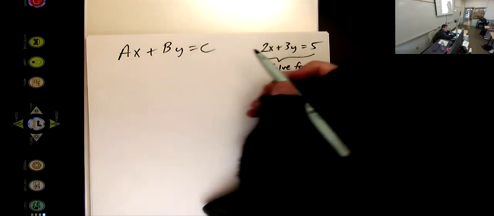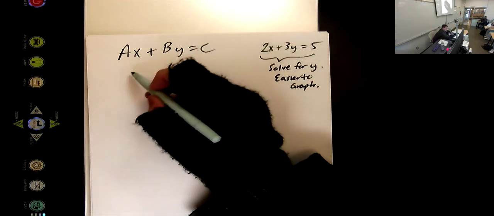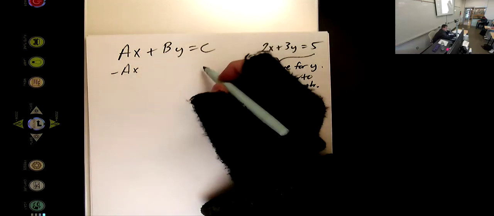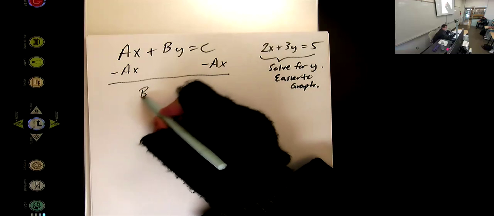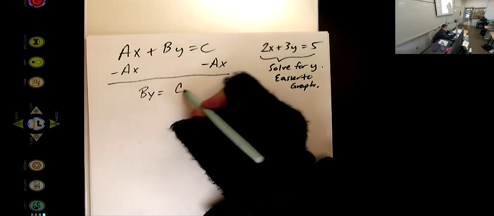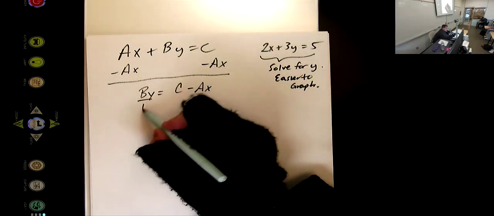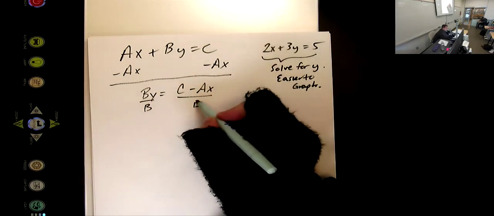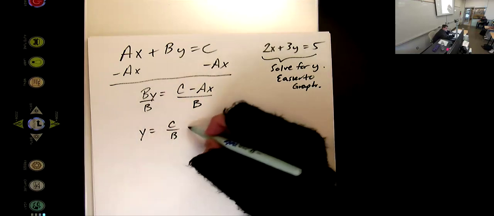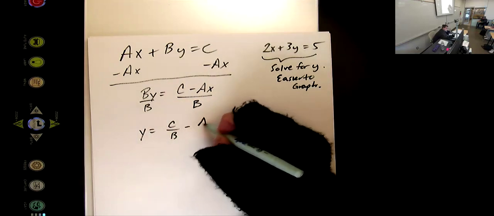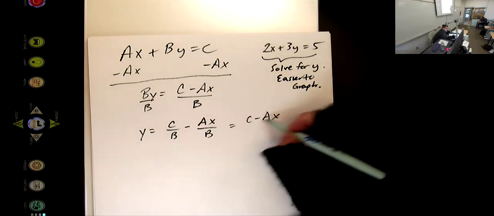The same idea happens here. If I use generic letters, I could technically solve this. Subtract the AX over, and divide by B. Or you can have it as all one fraction, depending on how you want to do it.